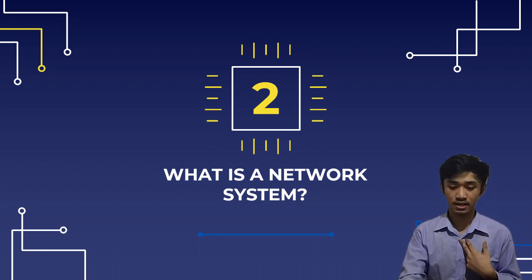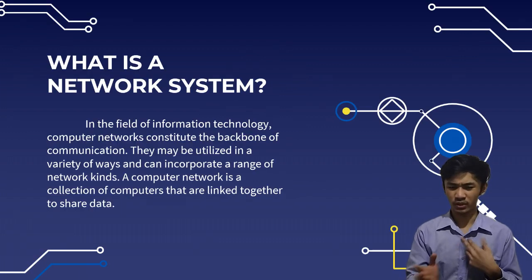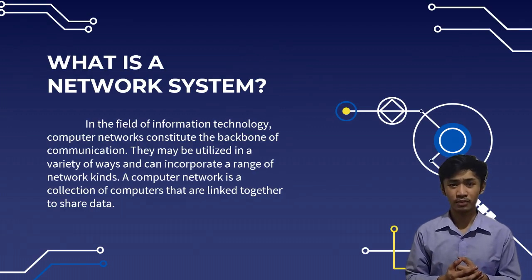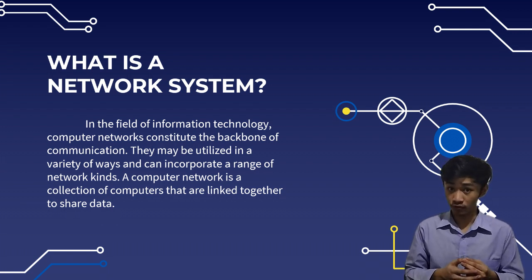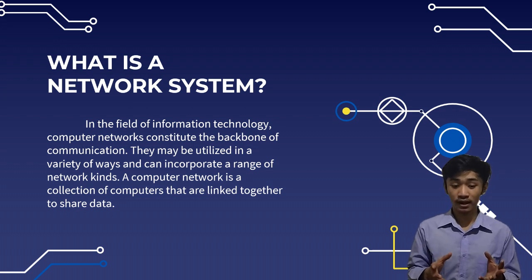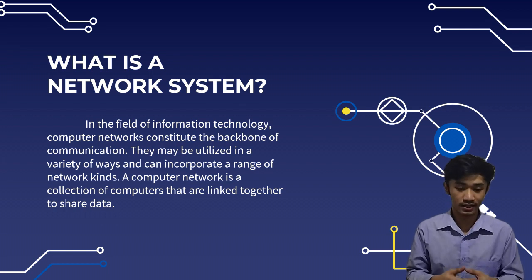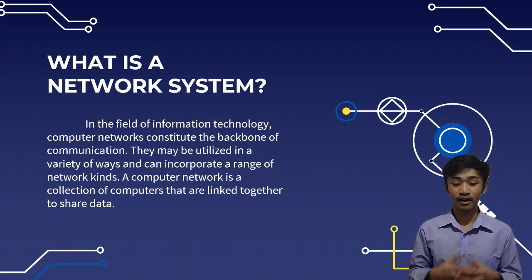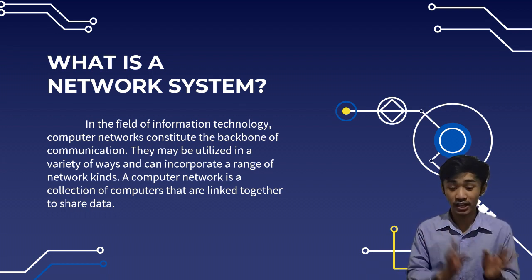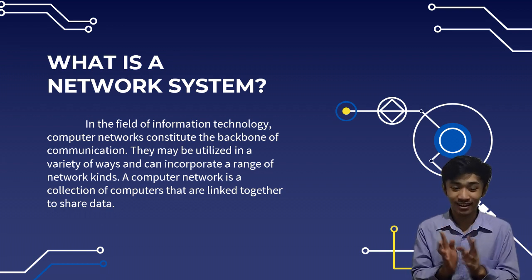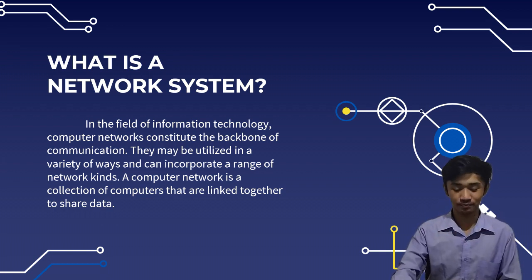What is a network system? In the field of information technology, computer networks constitute the backbone of communication. They may be utilized in a variety of ways and can incorporate a range of network kinds. A computer network is a collection of computers that are linked together to share data. The key takeaway here is that a computer network is a collection of computers that are linked together to share data.